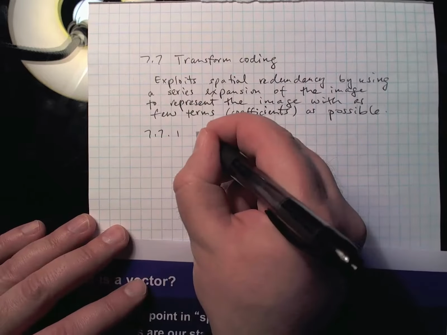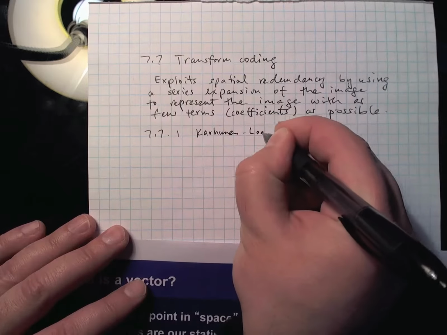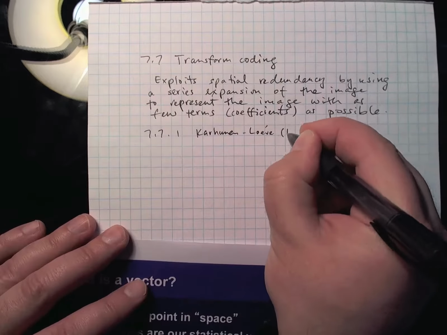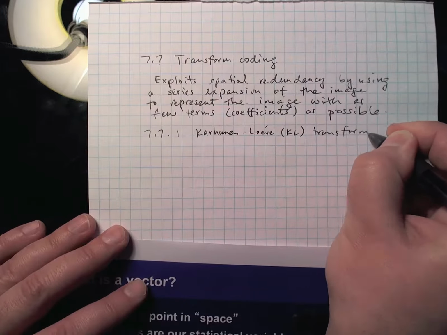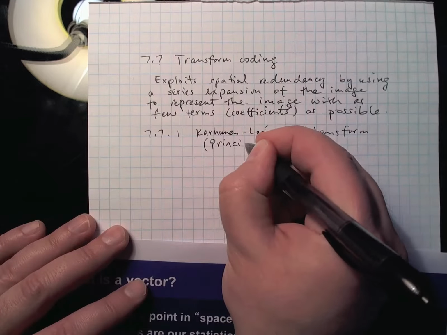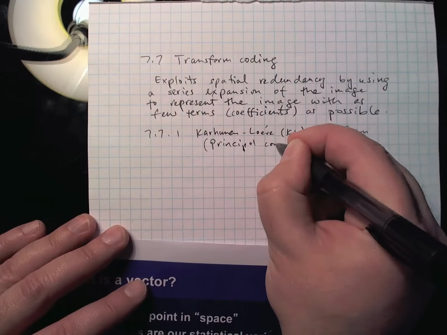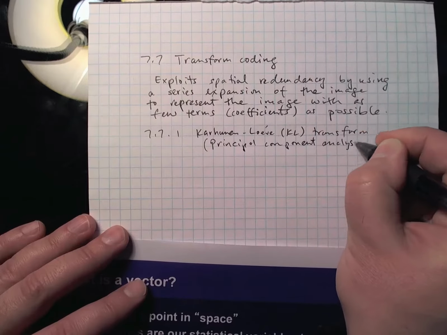7.7.1. We're going to learn about the Karhunen-Loève transform. In statistics, this is called principal component analysis.